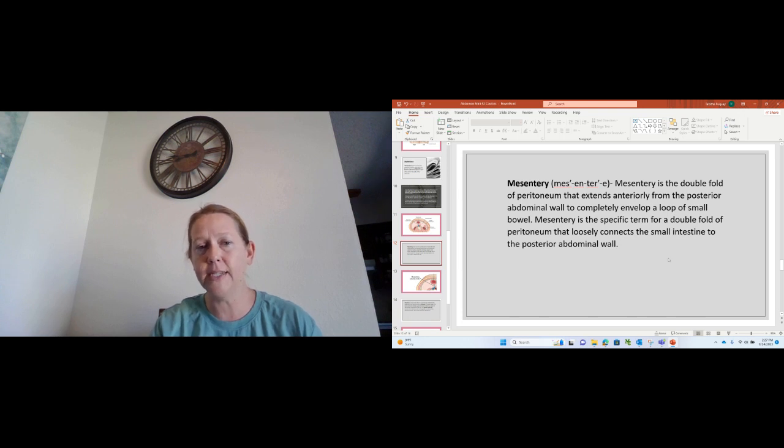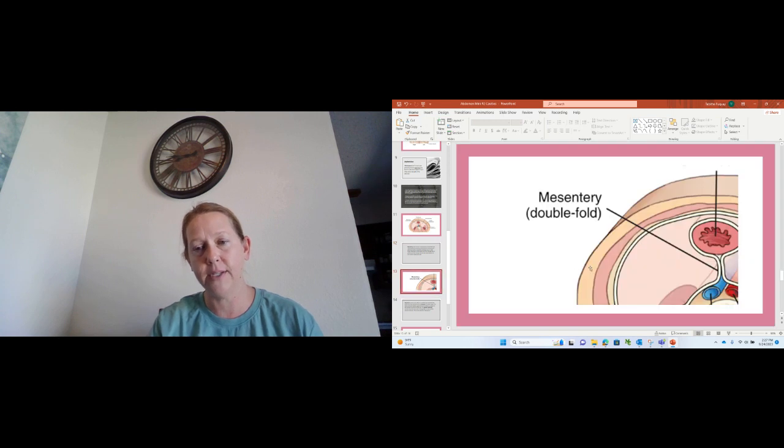So mesentery is the double fold of peritoneum that extends anteriorly from the posterior abdominal wall, so the wall in the back, to completely envelop a loop of small bowel. It is the specific term for a double fold of peritoneum that loosely connects the small intestine to the backside of the abdomen. So here's a close-up of it. And like I said, this inside right here is the cavity. Itself is called mesentery.